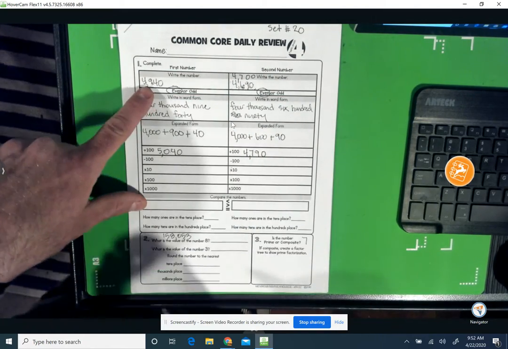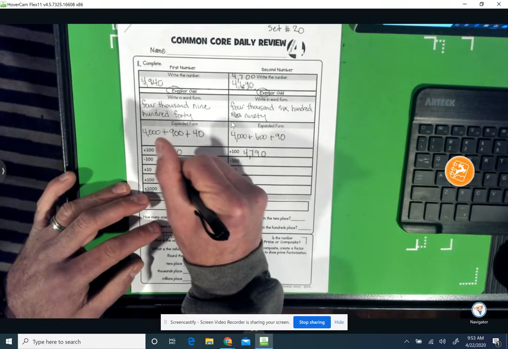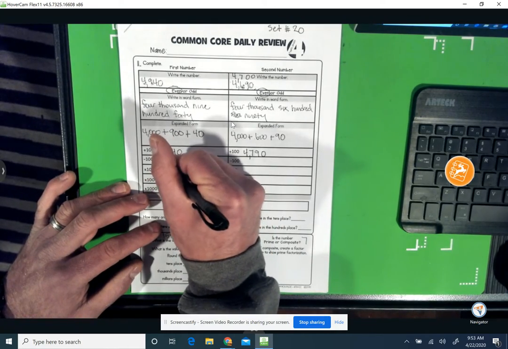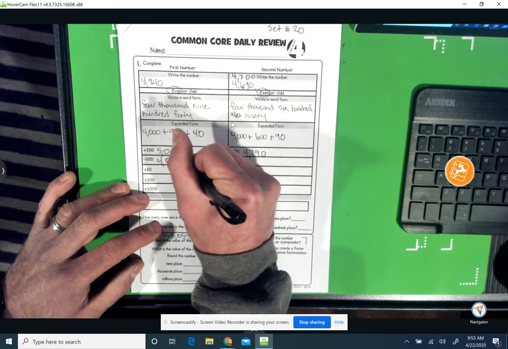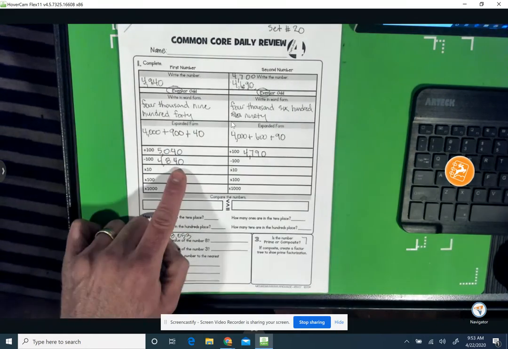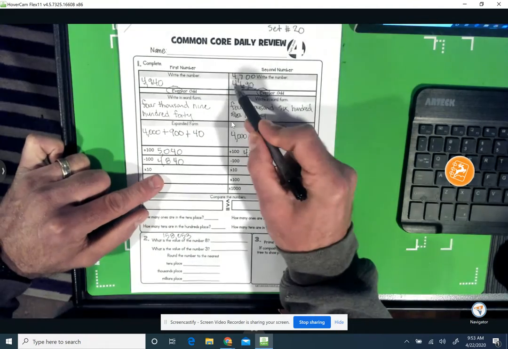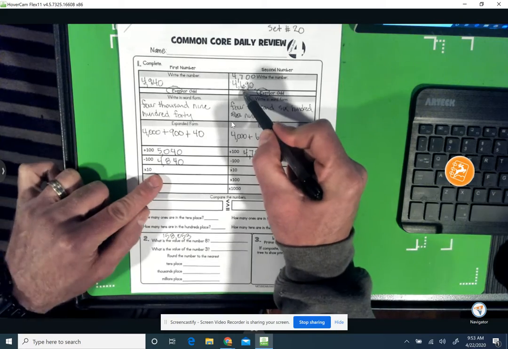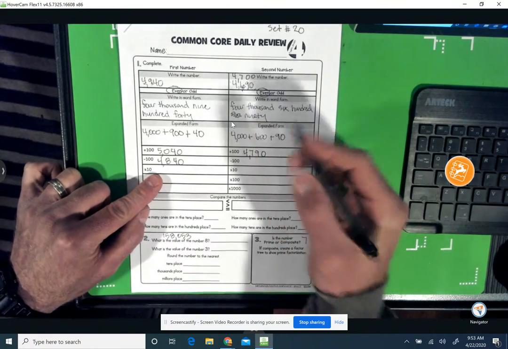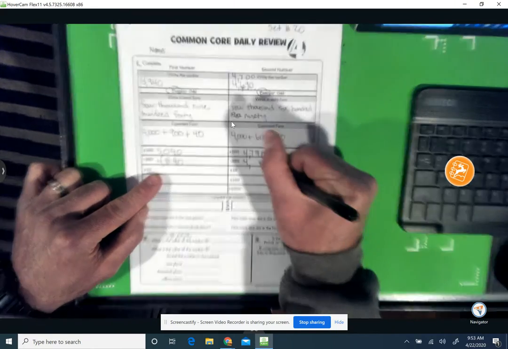Now let's take away 100. We're going to decrease the 9 by 1, so that becomes an 8. The 4 now stays the same. 4,840. This is going to be 100 less, so that 6 will turn to a 5.